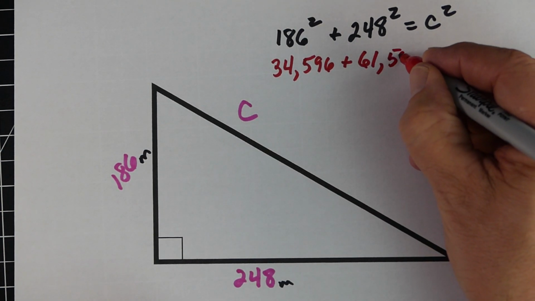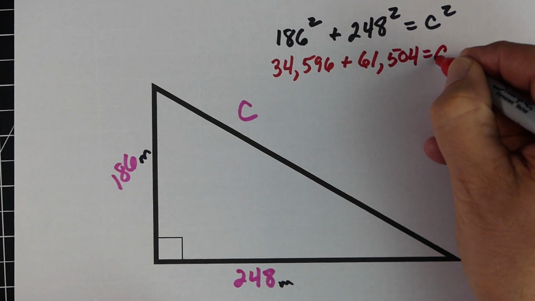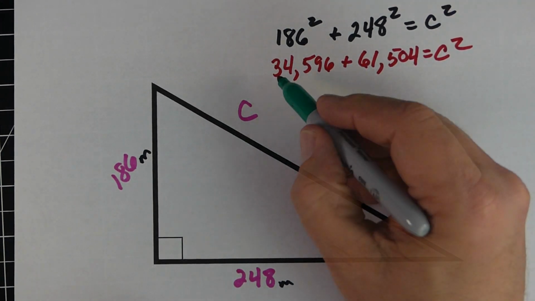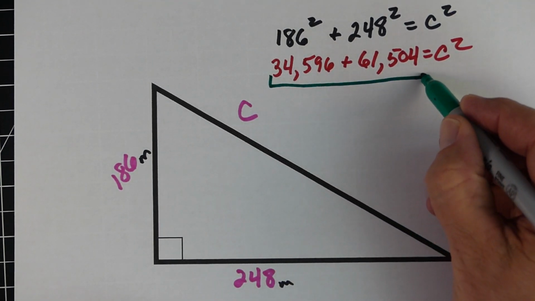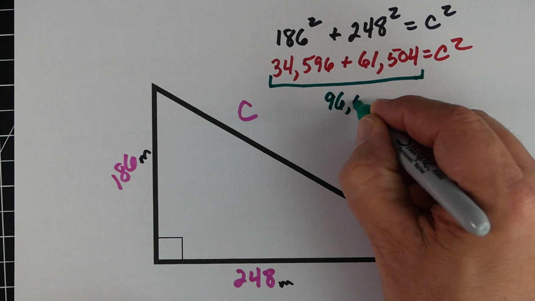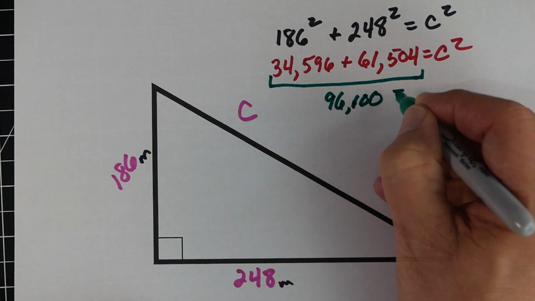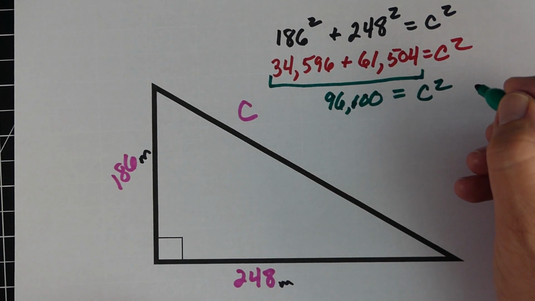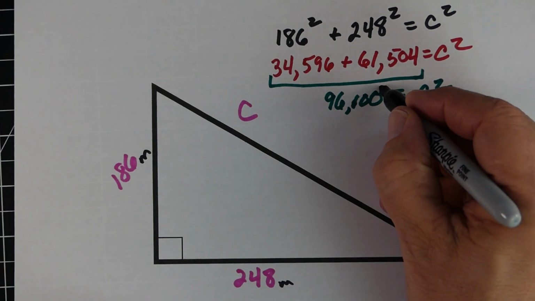34,596. If we square 248, we get 16,504. And those two together are going to equal c squared. So we add up the a squared and the b squared, and we're getting 96,100. Again, that's not the answer. That's what c squared is.